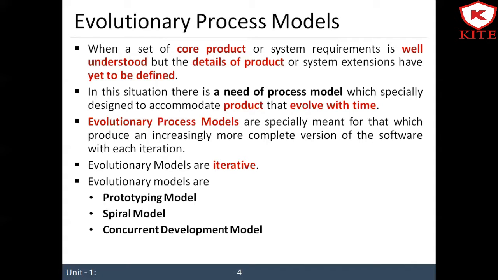Tight market deadlines make completion of a comprehensive software product impossible, but a limited version must be introduced to meet competitive or business pressure. A set of core product or system requirements is well understood, but the details of the product or system extension have yet to be defined, in all the three evolutionary process models.